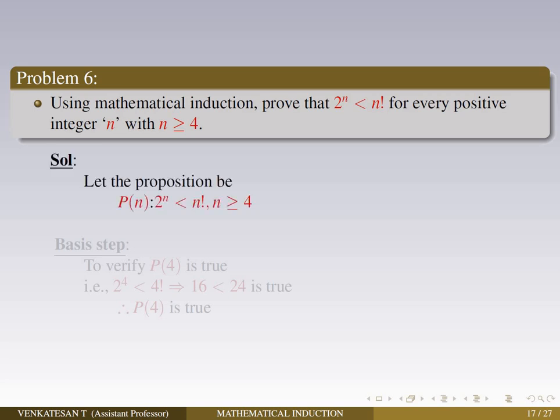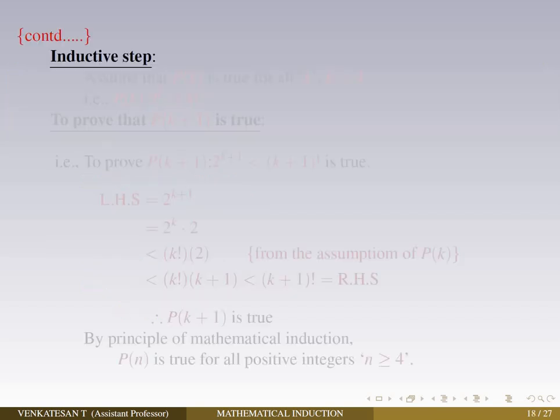Solution. As usual, consider the propositional function 2 power n less than n factorial where n is greater than or equal to 4. Basis step: to verify P of 4 is true, replace n with 4 in the above expression. My left hand side is 2 power 4 less than 4 factorial, that is 16 less than 24, which is true. Therefore, P of 4 is true.